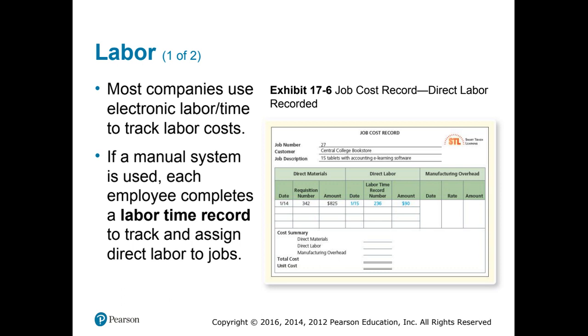Labor. Most companies use electronic labor or time to track labor cost. If a manual system is used, each employee completes a labor time record to track and assign direct labor to jobs. This is an example of a job cost or direct labor record. So they are listing the job. We've already seen this section here on the previous slide.